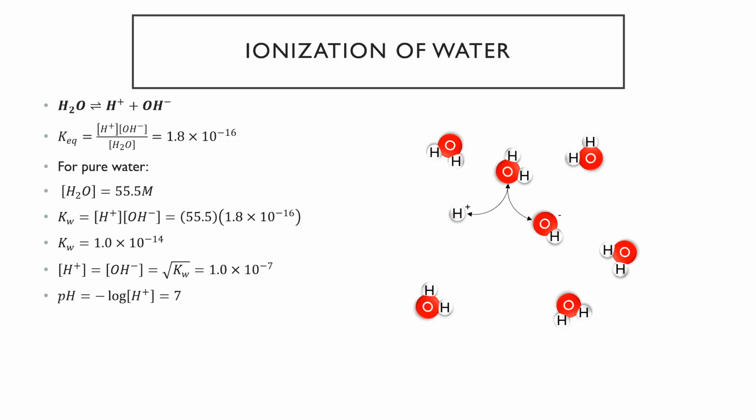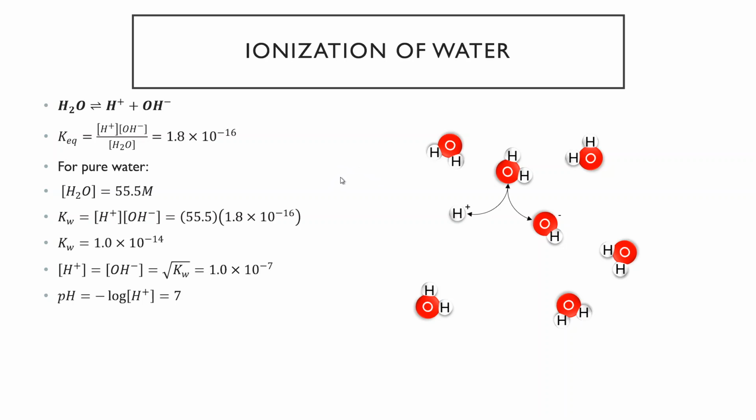So if you have a molecule of water, it will consist of an atom of oxygen and 2 atoms of hydrogen. When it ionizes, it becomes a free proton with a positive charge and a hydroxide ion with a negative charge.